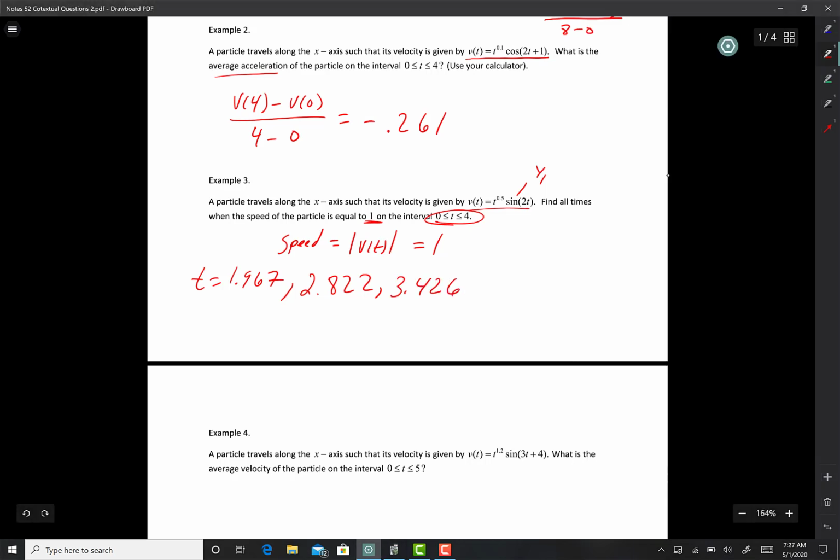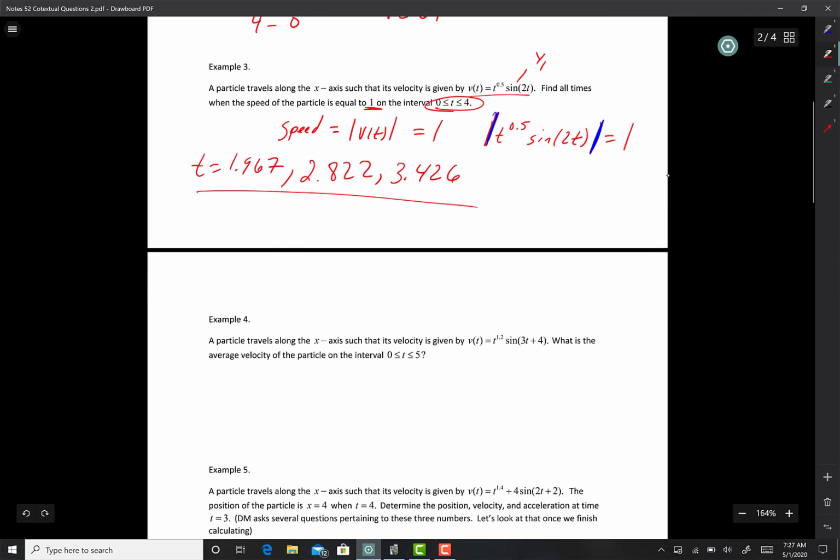Up here, guys, I would probably write one real quick statement. I would probably write something like absolute value t to the 0.5 sine of 2t close equals 1, and make sure that looks like absolute value or nothing else. So there it is, absolute value, and there it is. That's what I found, and these are my 3 values where that occurs, and that's it. You're done, guys. Cool, right?